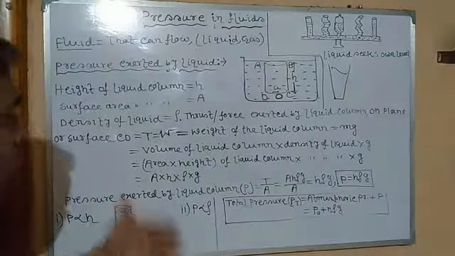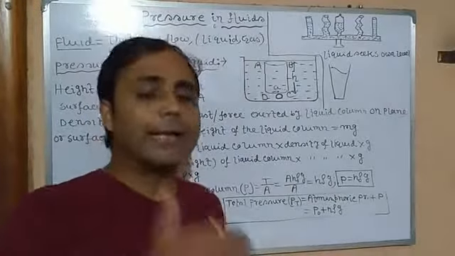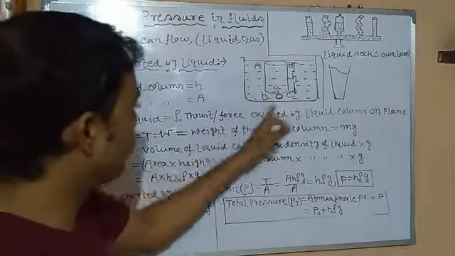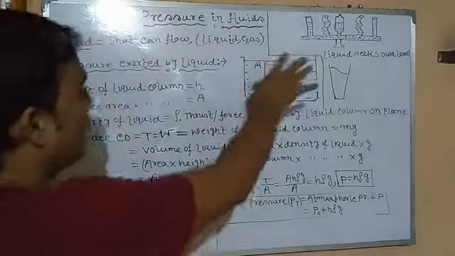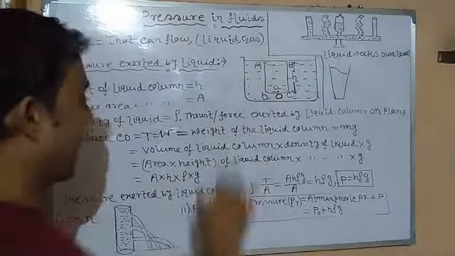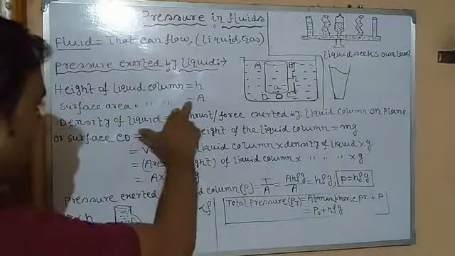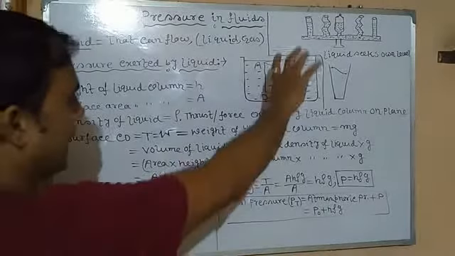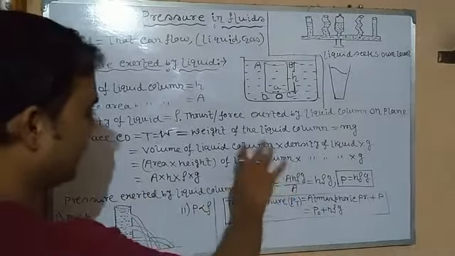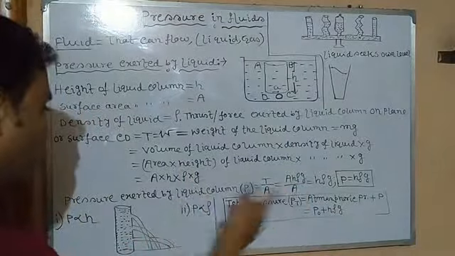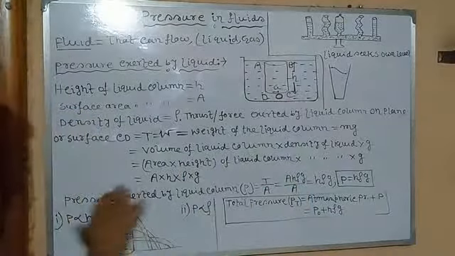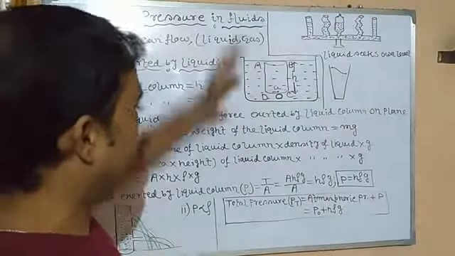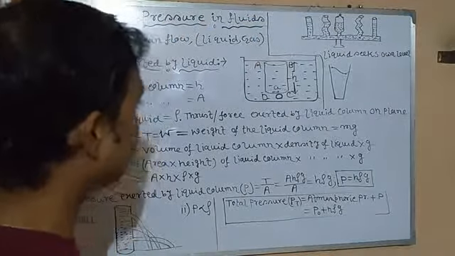So now what is the volume of the liquid? Volume equals area into length, isn't it? So the volume of this liquid column ABCD equals the area of this liquid column into its height. What is its area? We have already assumed that it is A, and height is h, and then the density of the liquid, which is rho, into g. So now this is the thrust or the force which is exerted by the liquid column on the surface CD.